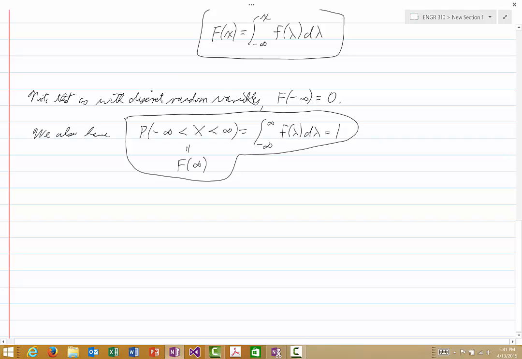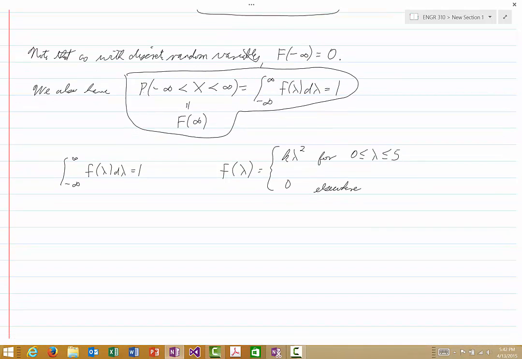We have that the integral from negative infinity to infinity of f of lambda d lambda is equal to 1. And recall that in this case, we can say f of x or f of lambda, it doesn't matter what we call it. f of lambda is equal to k lambda squared for 0 less than or equal to lambda less than or equal to 5. And although they didn't explicitly state it, what that means is that it's equal to 0 elsewhere.